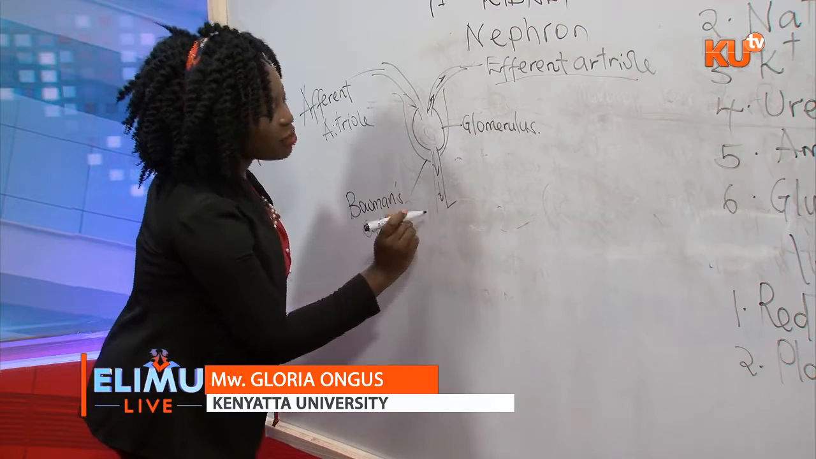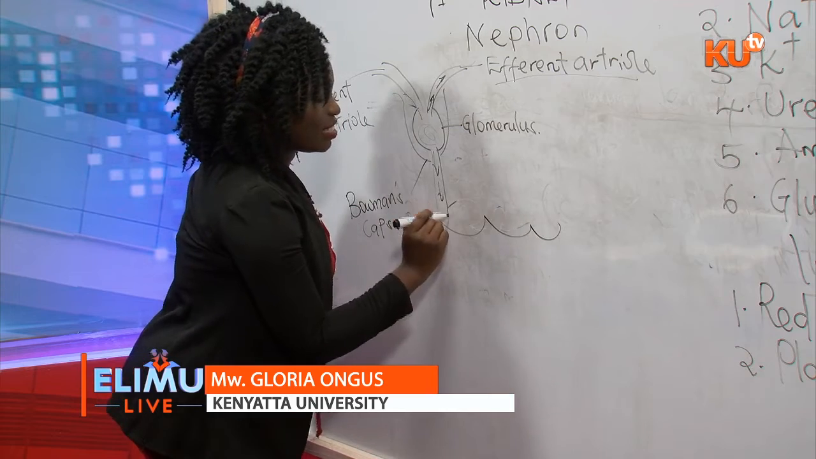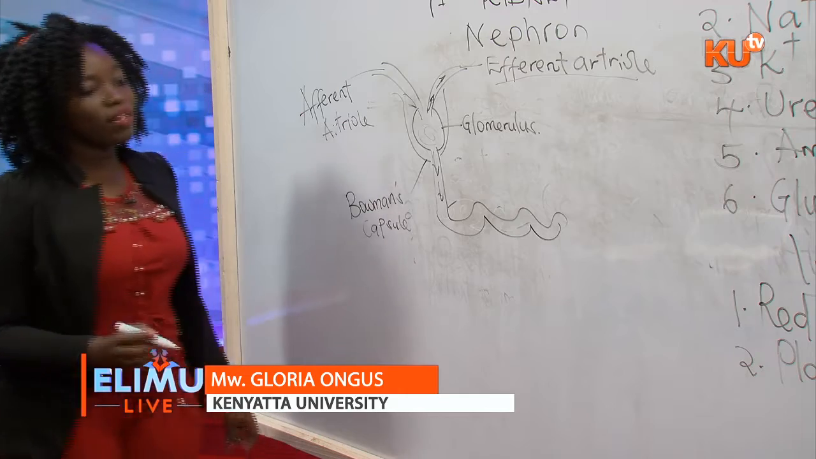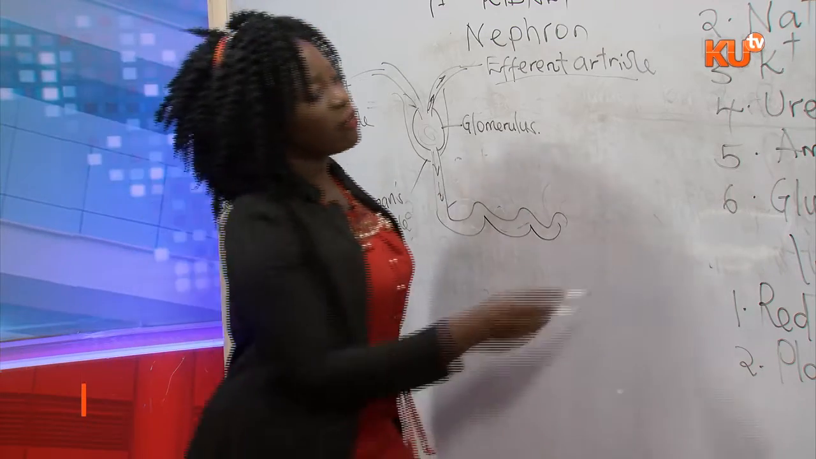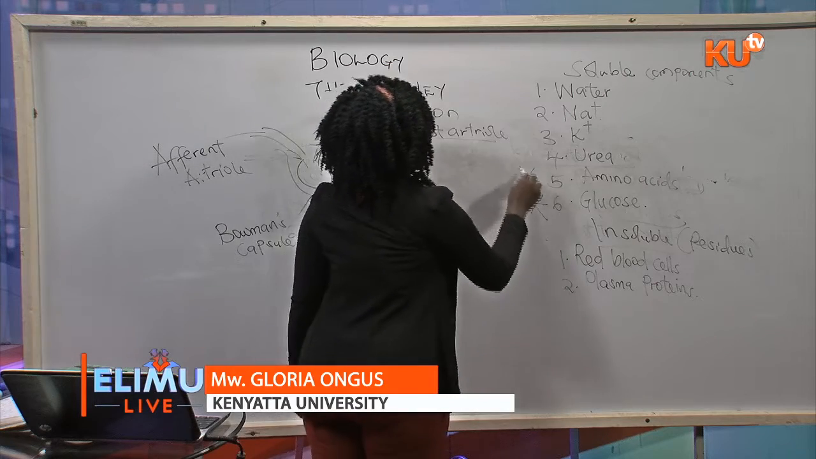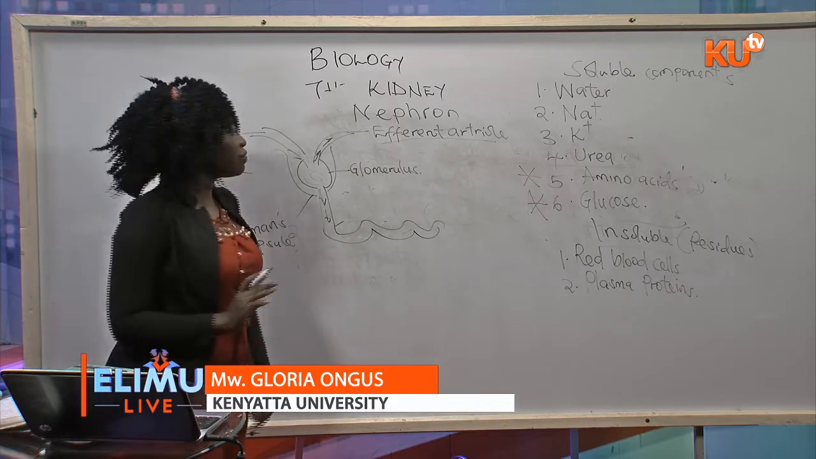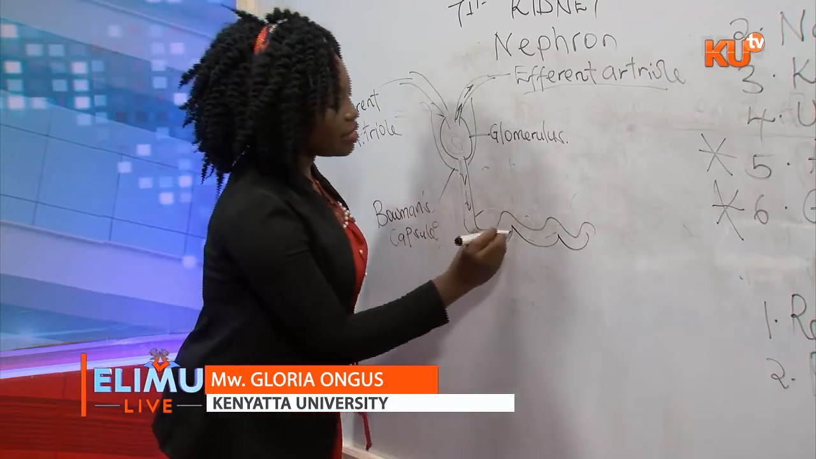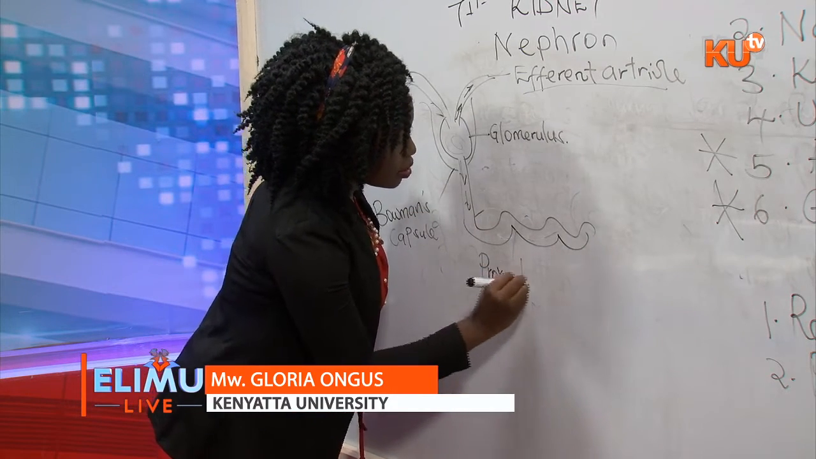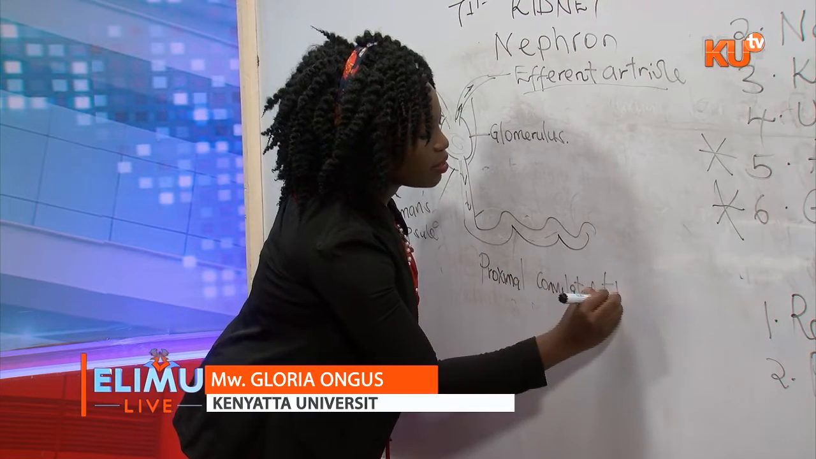The proximal convoluted tubule is highly curved to increase the selective reabsorption of glucose and amino acids. So there is selective reabsorption of glucose and amino acids at the proximal convoluted tubule.